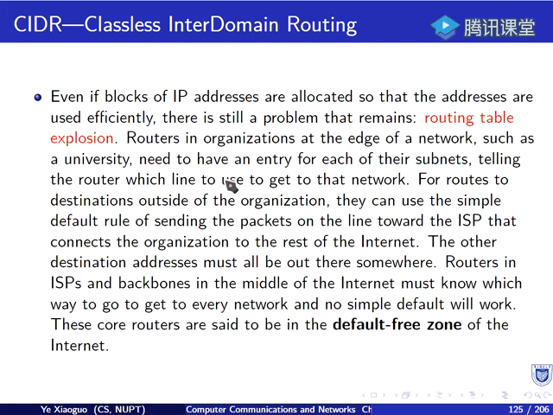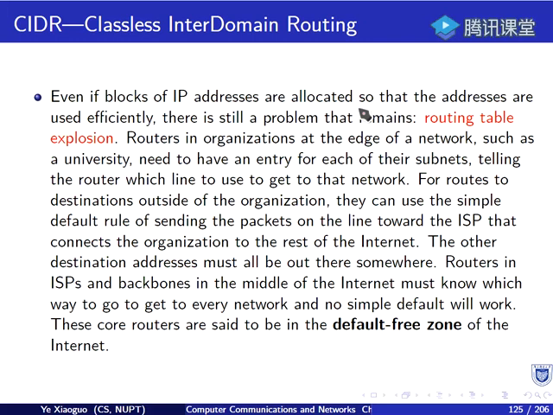Routers in organizations at the edge of the network, such as a university, need to have an entry for each of their subnets, telling the router which line, which interface to use to get to the network. For routes to destinations outside of the organization, they can use the simple default rule of sending the packets on the line toward the ISP that connects the organization to the rest of the internet. The other destination addresses must all be out there somewhere.